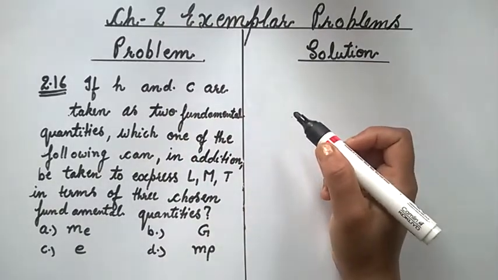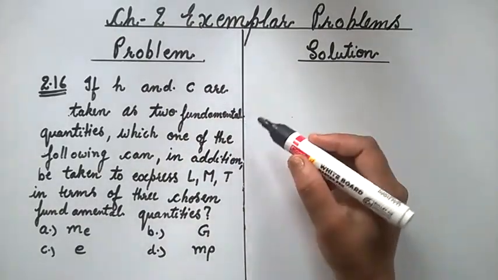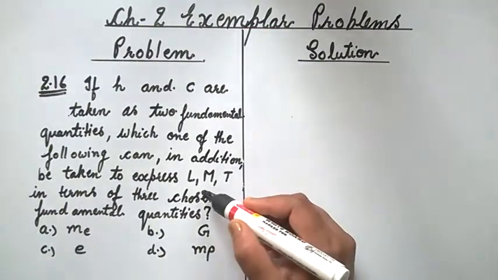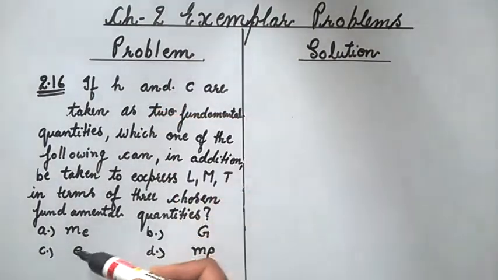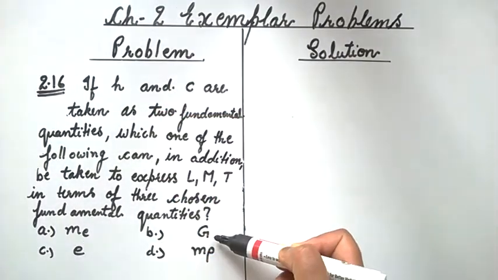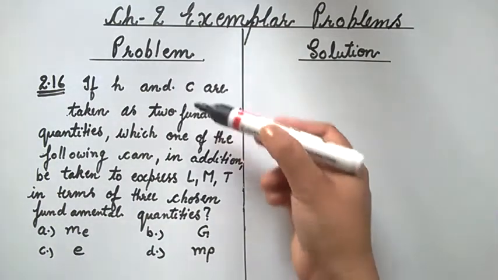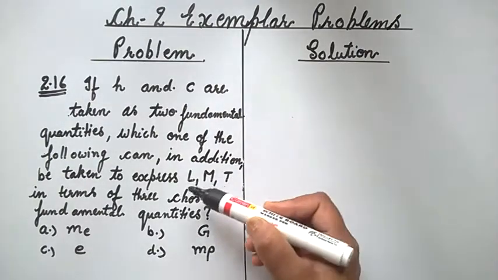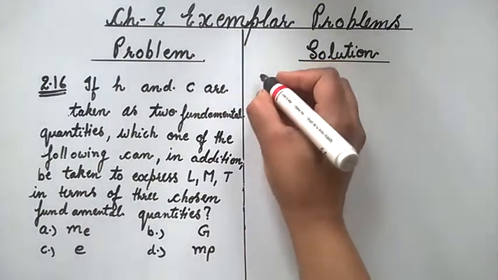Problem number 2.16. In this question, it is given that h is Planck's constant and c is the speed of light, and these are taken as two fundamental quantities instead of length, mass, and time. So we have to choose another fundamental quantity from mass of electron, gravitational constant, charge of electron, and mass of proton, so that when we arrange these fundamental quantities, the result will be equal to either length, mass, or time. So let's see.